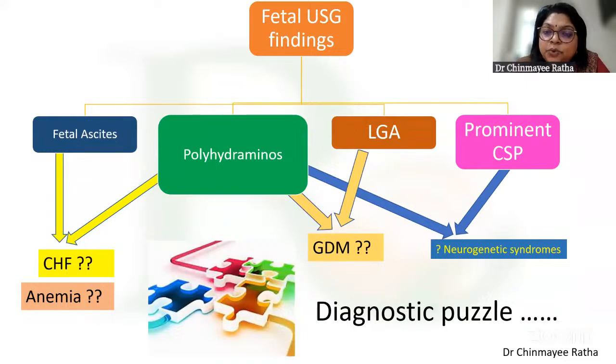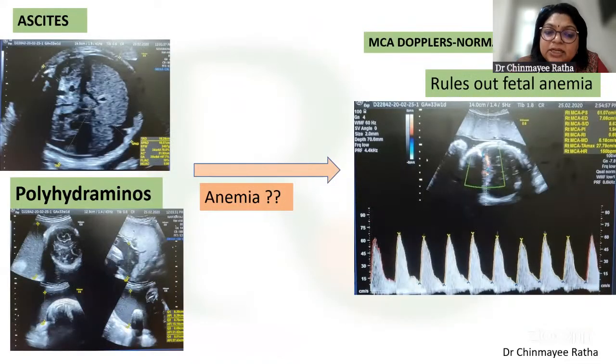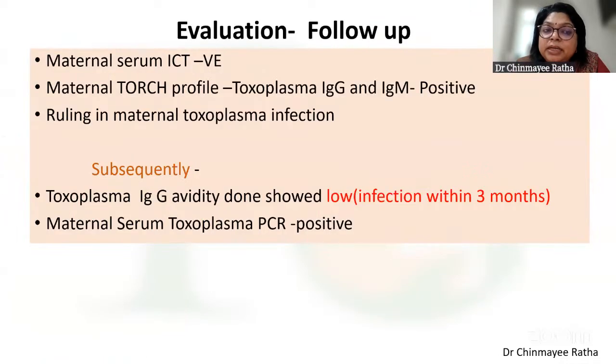But when you start ruling out things one after the other, if you think of anemia, you do the MCA peak systolic velocity. It is normal, so you don't have anemia. Then you do the maternal serum ICT, that is negative, so you don't have any immunological condition in the mother. The maternal TORCH profile was done because there was a history of fever, and polyhydramnios as well as ascites are markers of fetal infection. So here we found both toxoplasma IgG and IgM were positive.